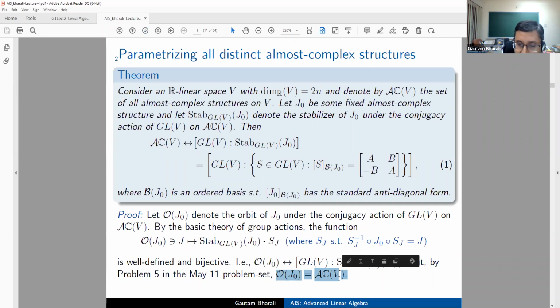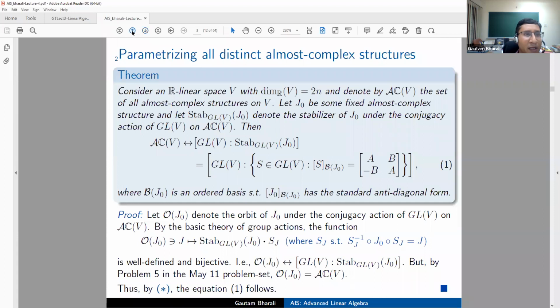You see that? So in other words, let's repeat that. How do we get this conclusion? You pick any almost complex structure, and then, of course, I have fixed an almost complex structure, J naught. My homework problem tells me that the one that you have picked is linked to the J naught that I have highlighted by a conjugacy. So therefore, the orbit is actually all of the set of almost complex structures. And so we are done.